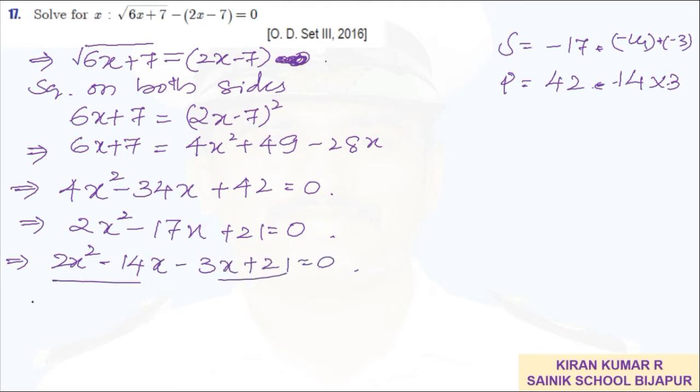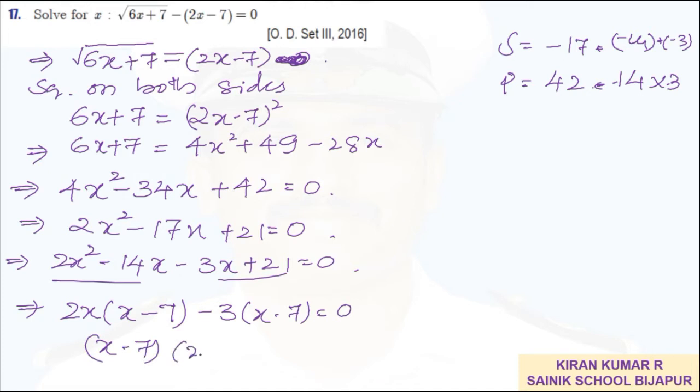Group them. In the first two terms, 2x is common: 2x into x minus 7, minus 3 is common, x minus 7 equal to 0. So x minus 7 is common into 2x minus 3 equal to 0. The values of x are 7 or, sorry, 3 by 2. Alright, these are the roots.